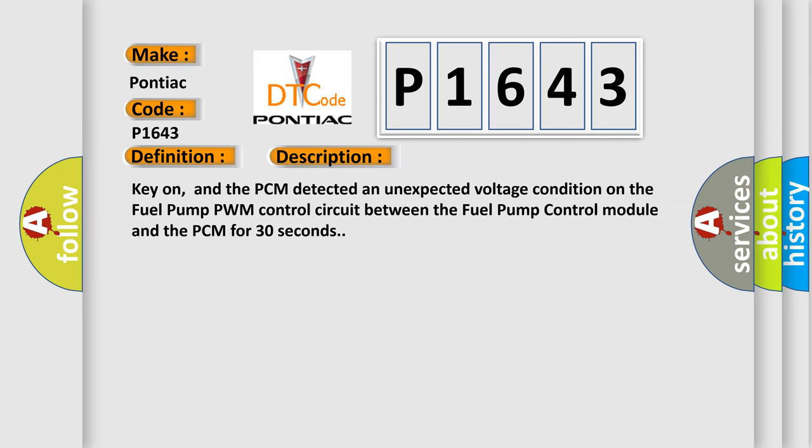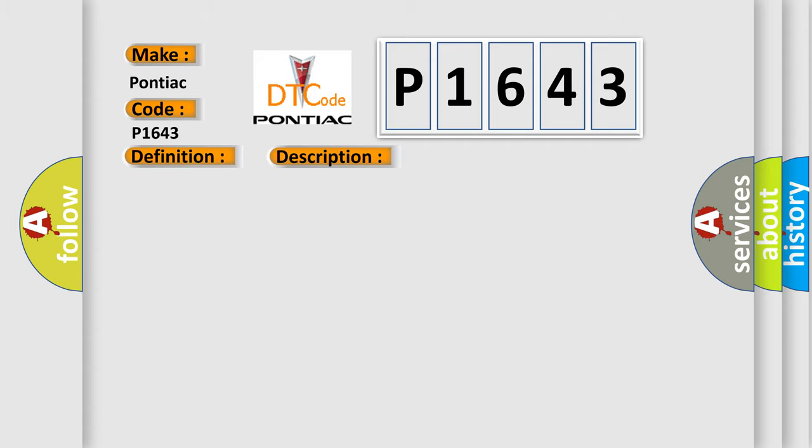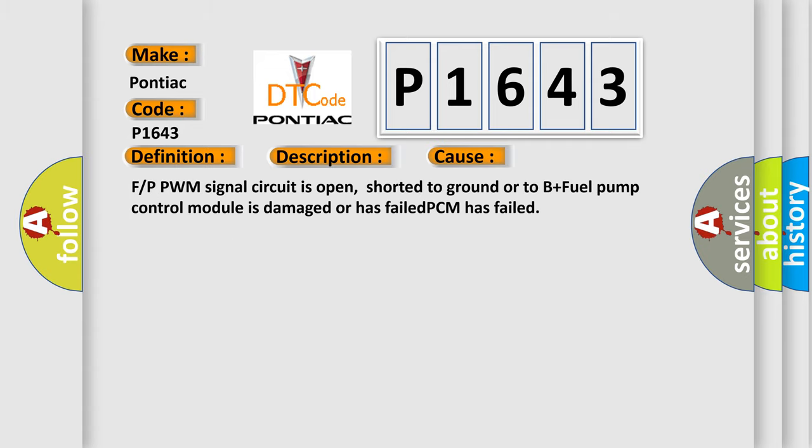Key on, and the PCM detected an unexpected voltage condition on the fuel pump PWM control circuit between the fuel pump control module and the PCM for 30 seconds. This diagnostic error occurs most often in these cases: F4 PWM signal circuit is open, shorted to ground or to B+, fuel pump control module is damaged or has failed, PCM has failed.